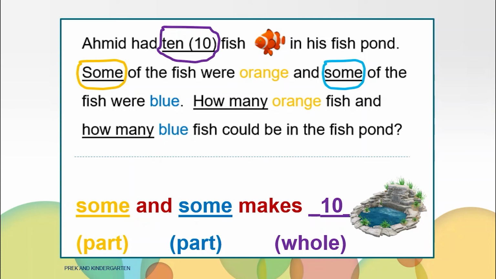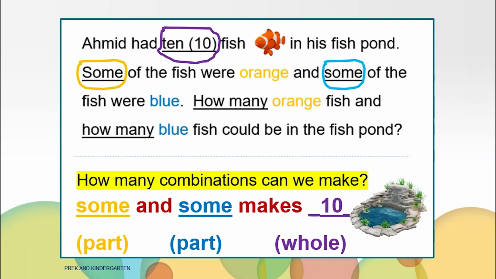Our number sentence says some and some makes 10. This is confusing. Oh, look, there is another question. How many combinations can we make? I understand now. There isn't just one answer. When we have both parts missing, we can have different combinations to make the whole, 10.